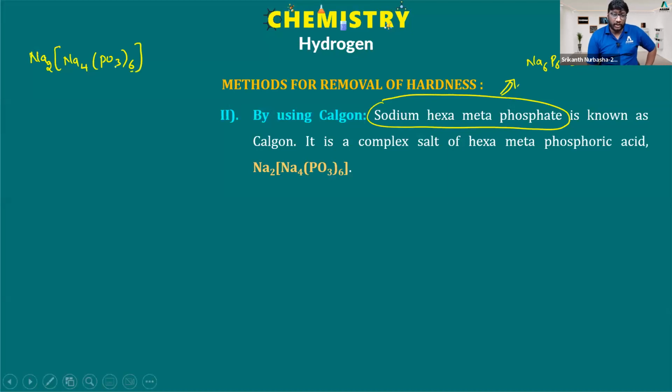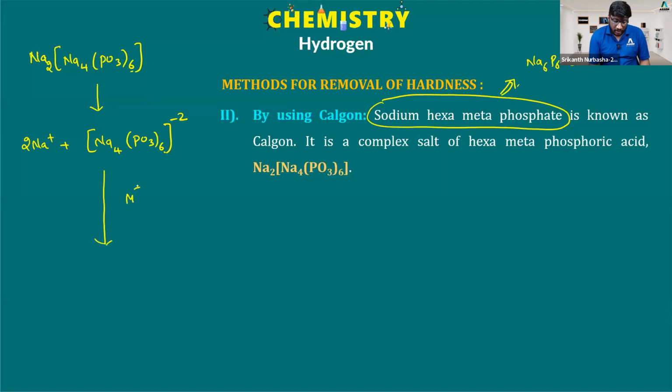This Na2[Na4(PO3)6] will give how many Na+ ions? 2 Na+ ions and [Na4(PO3)6] 2- ion. And now this is your Calgon. It is added to hard water. In the hard water, we have what? Ca2+ ion or Mg2+ ion. Yes or no? The Ca2+ or Mg2+ ion is there.